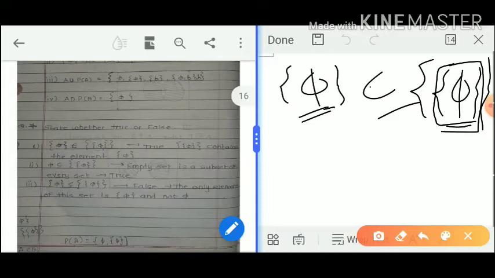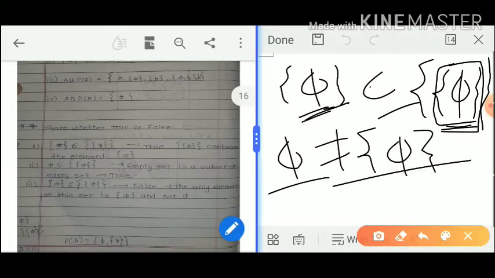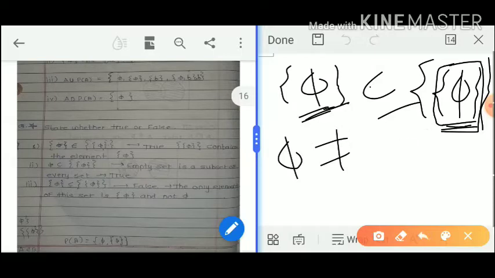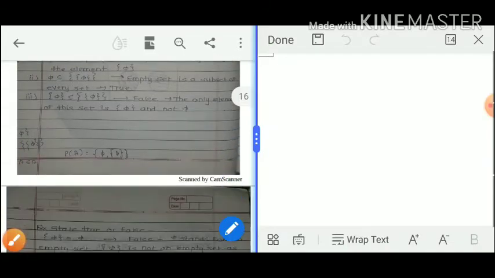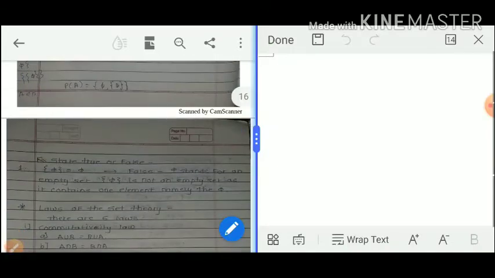That means this condition is false, because this is another element and phi is not equal to in braces phi. They are two different elements. This set contains a single phi element and this set contains braces phi. So they are different elements, so this statement is false. The only elements of this set are 5 and not 5. Same way you can solve this example using the logic.